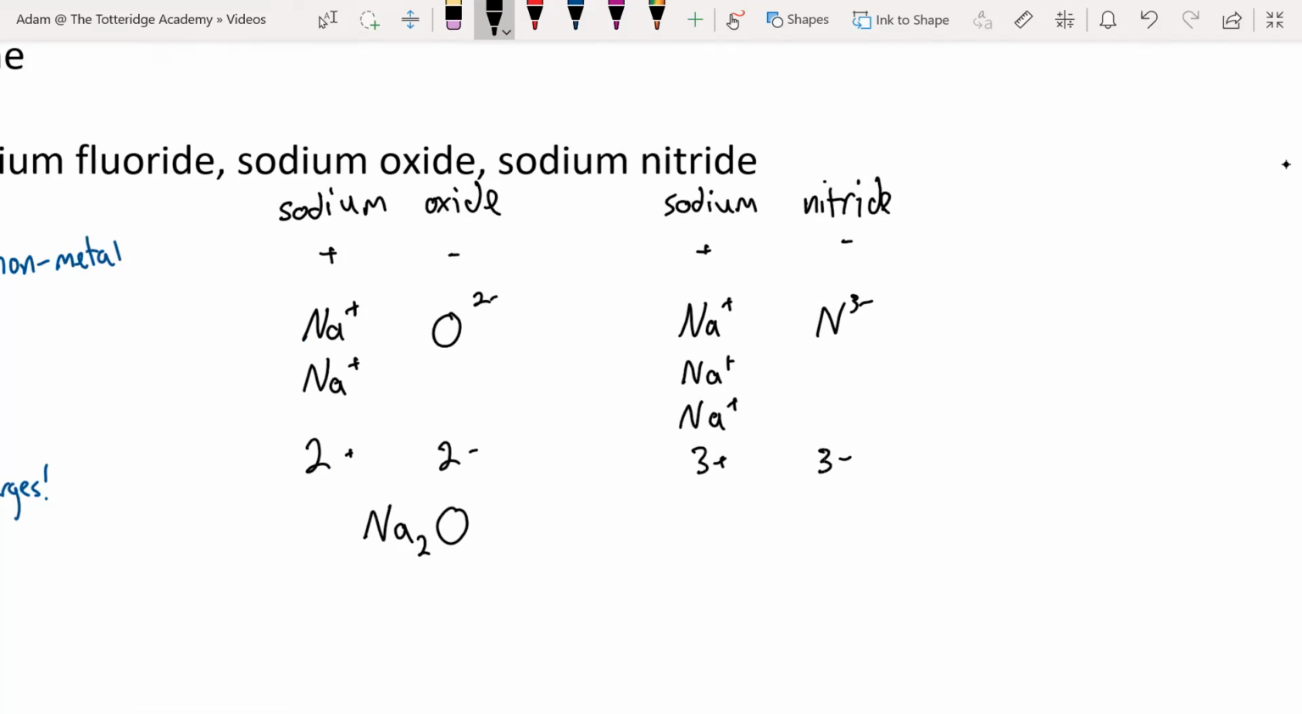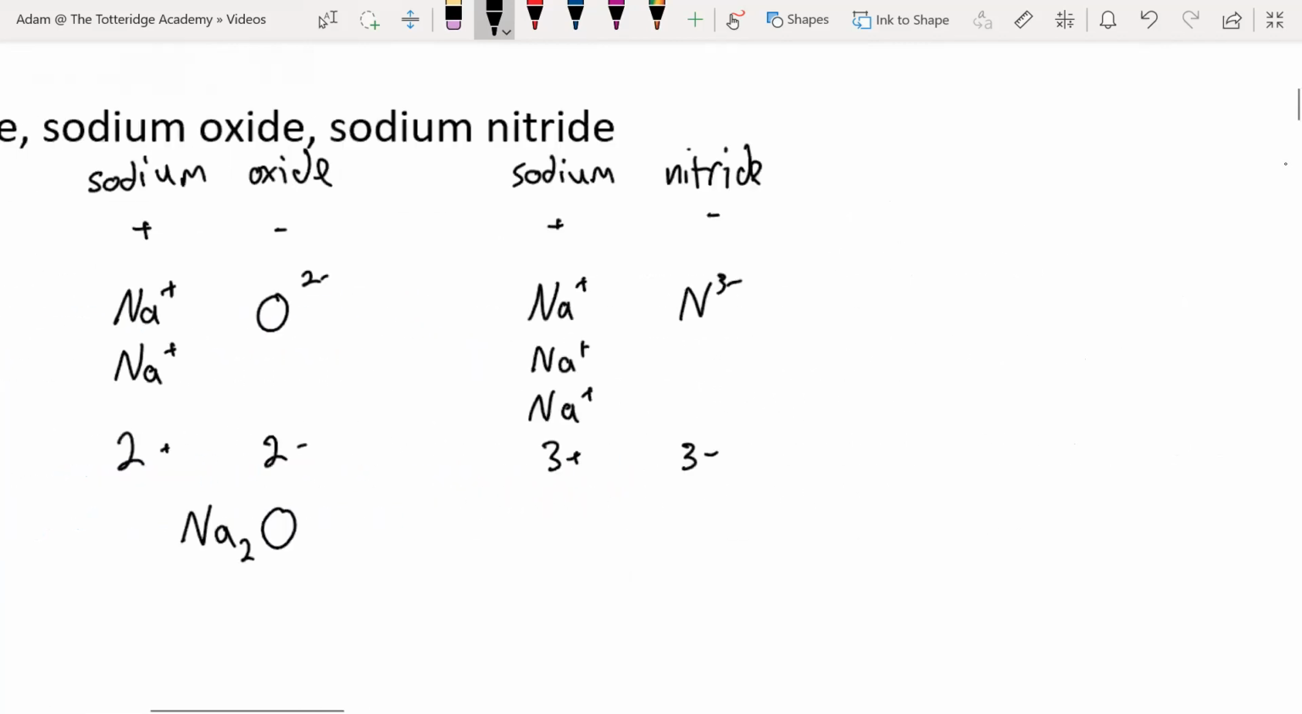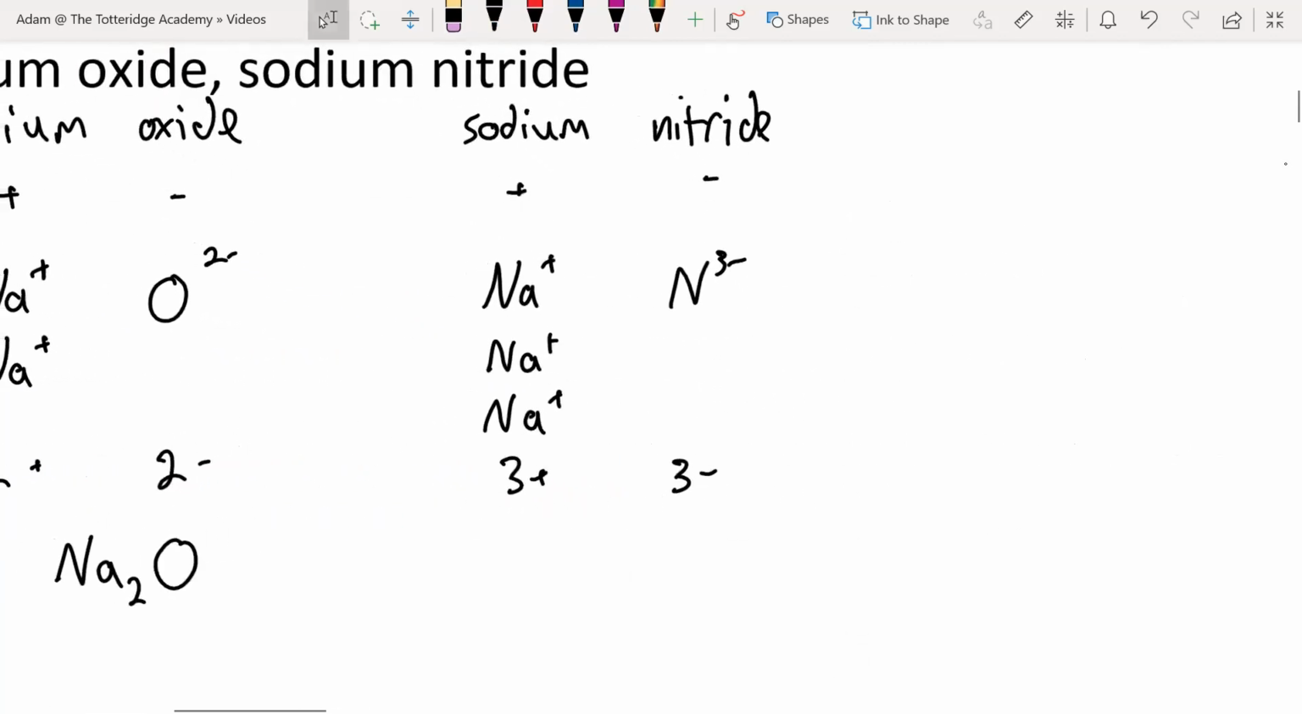I'd like you to see if you can now work out the formula. By the way, this is the word that we used before: deducing. It means basically to work out. So can you deduce the formula of sodium nitride? I'll let you think.